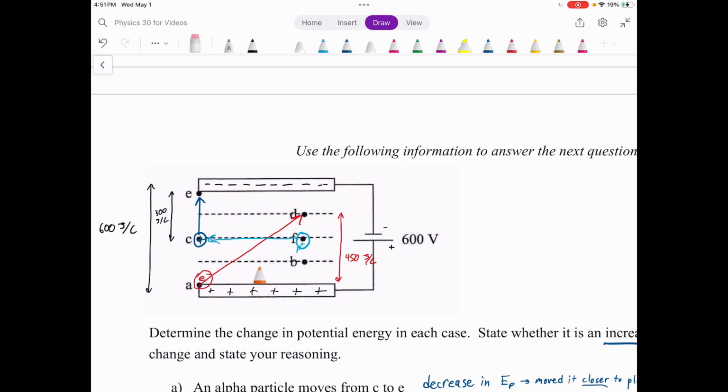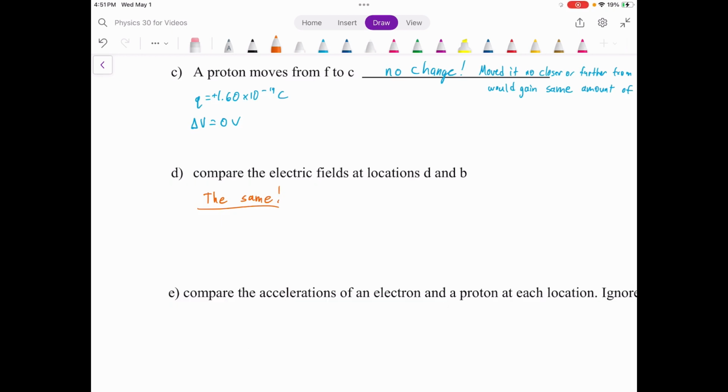As you move further from the positive plate, sure, its electric field gets weaker, but to make up for that, you're getting closer to the negative plate, so its electric field picks up the slack and gets stronger, so to speak. It's the same at position D and B, and it's the same at positions A, C, E, and F, right? It's a uniform field.